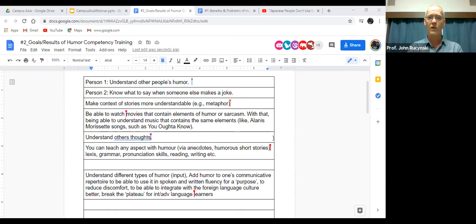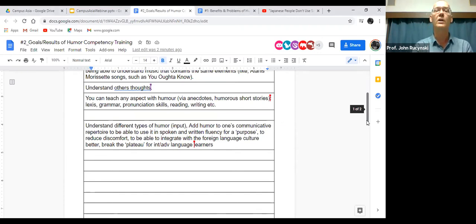Okay, understand others' thoughts. Again, so the sports reporter, maybe he didn't know Martin's true thoughts. Okay, and this was thinking also, yeah, using humor to teach other things. So funny stories, and then we can use this to break down the grammar, pronunciation, reading, etc. Yeah, so that's another great point. Okay, and last one here, understand different types of humor. Yeah, so again, especially when we're communicating cross-culturally, we might come across this type of humor we don't have a lot in the native culture. And then later, hopefully, produce that.